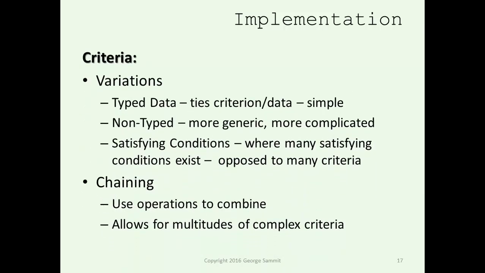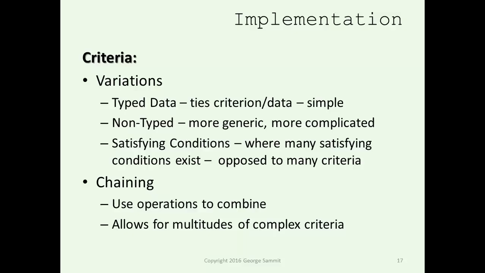With respect to the criteria, we've discussed the three variations. The first being a strongly typed criteria that knows exactly the data type of the data it operates on. This yields a very simple implementation, and I'll show you an example of it shortly. The non-typed implementation, where the criterion operates on generic objects, yields a much more flexible implementation, but is generally more complicated as well. We also discussed implementing a criterion that takes satisfying conditions, where we have multiple satisfying conditions as opposed to a single satisfying condition.